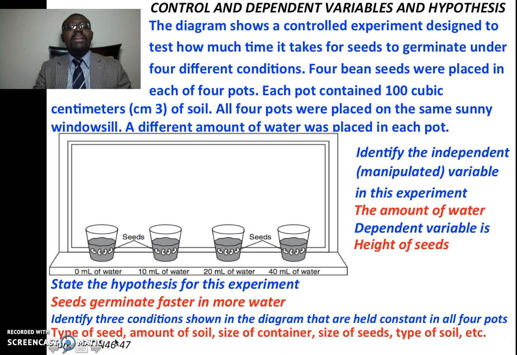The things we change, the things that we are testing in this experiment, is the amount of water. In the first one, we don't add any water. We have 0 milliliters of water, so that will serve as a control. The next ones are 10 milliliters, 20, and 40. So the only thing we change in this experiment is the amount of water, because that is the variable that we are testing.